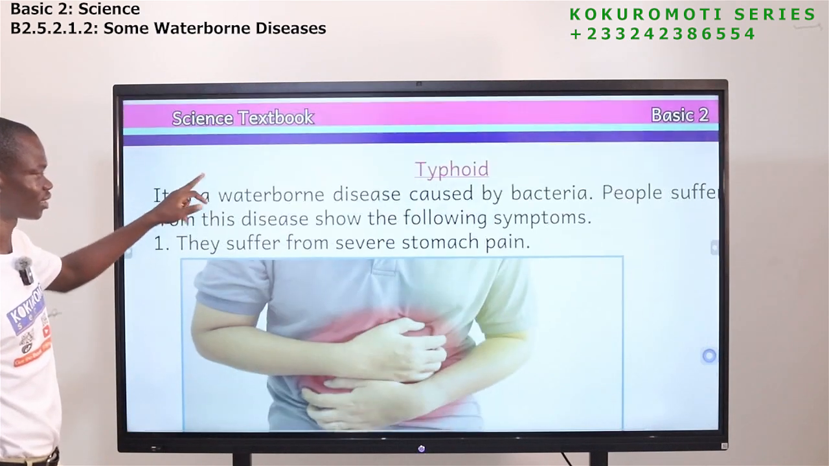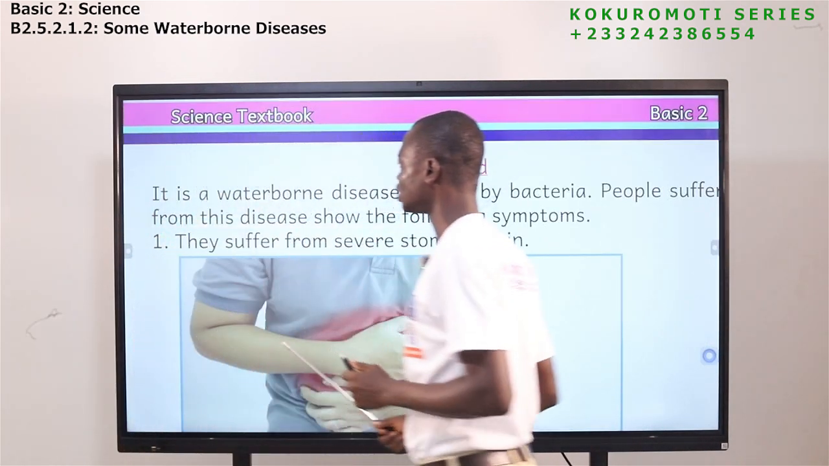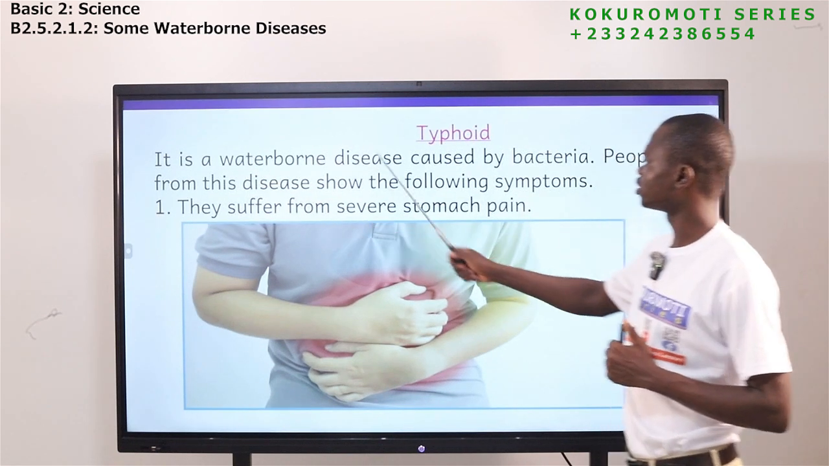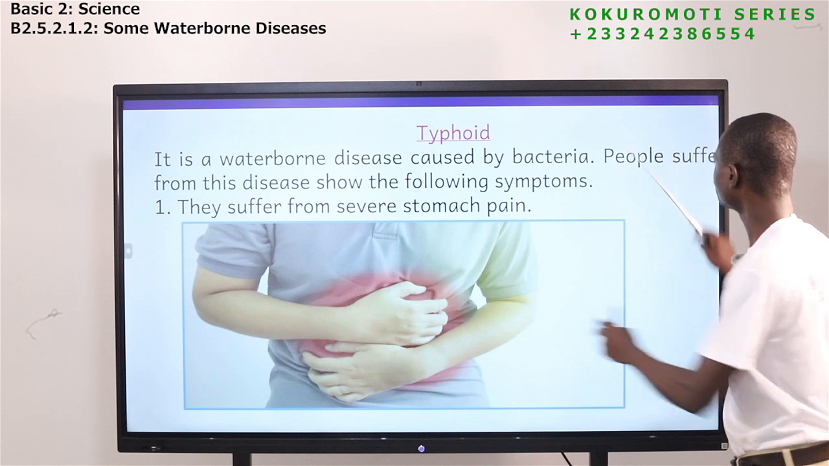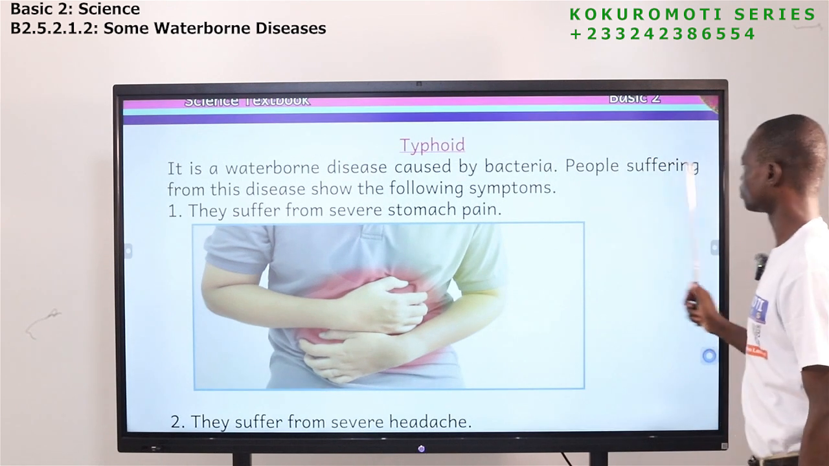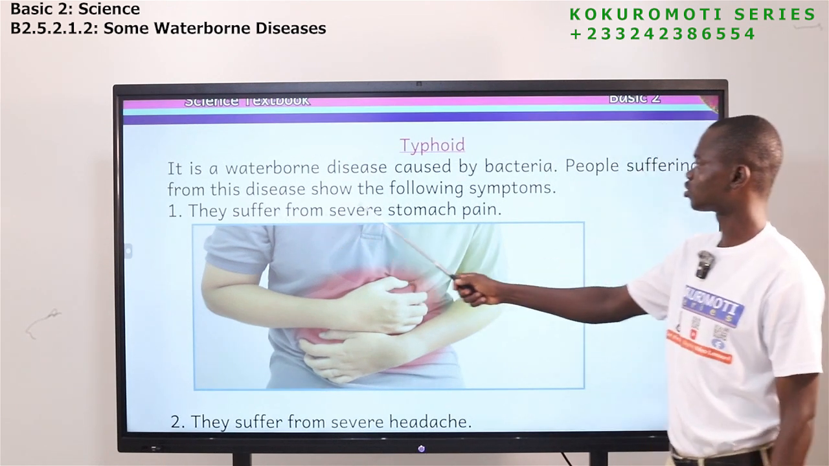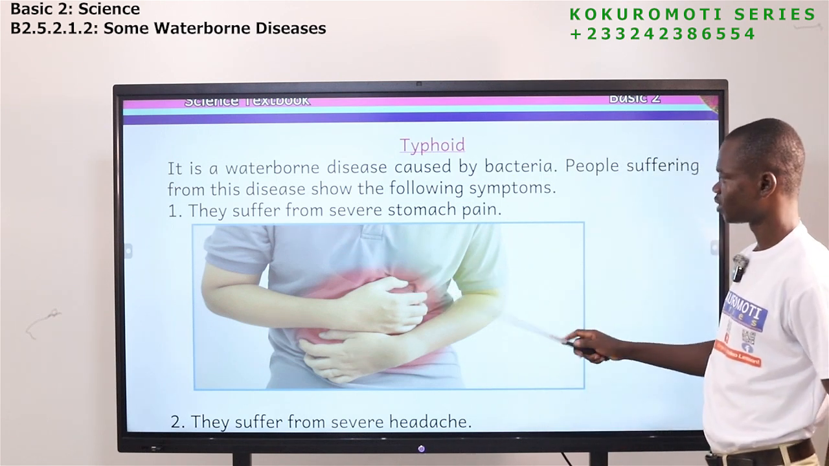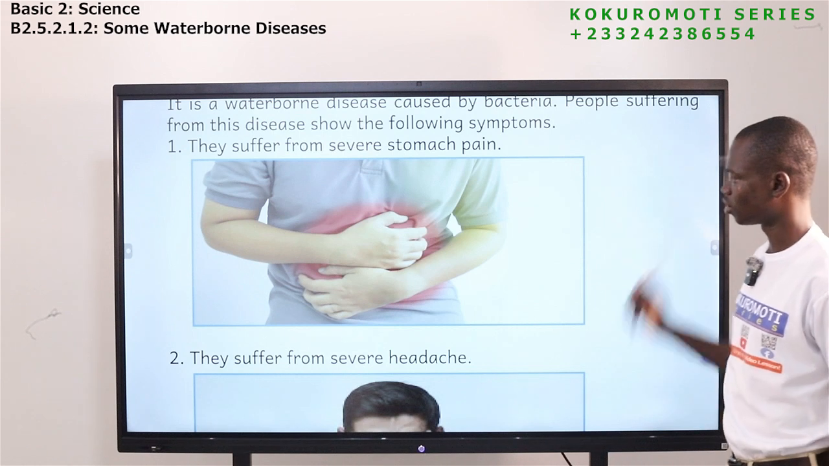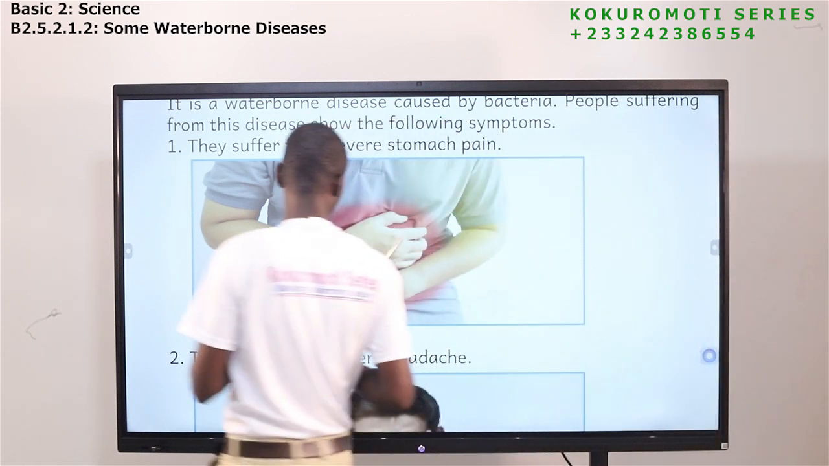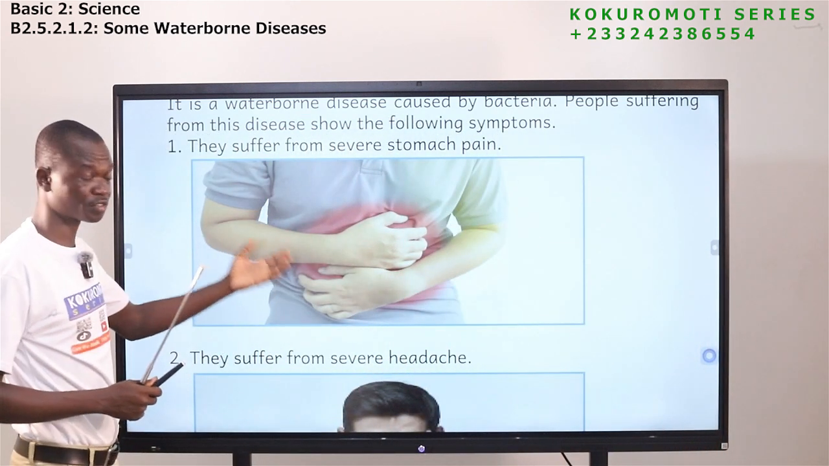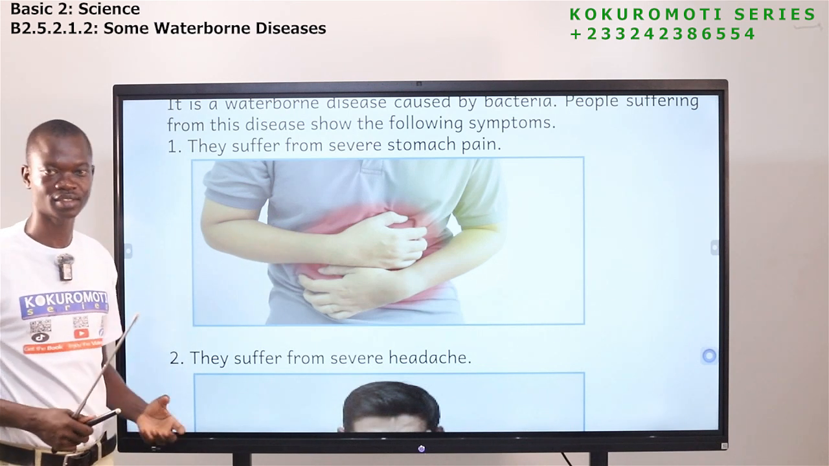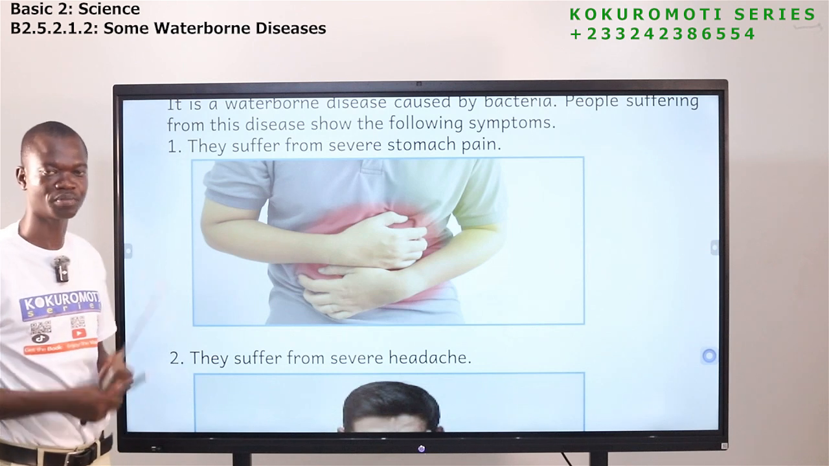Now the next one is typhoid. Typhoid, I have told you that it is what? Also a waterborne disease. So it is a waterborne disease caused by bacteria. People suffering from this disease show the following symptoms. 1, they suffer from severe stomach pain. So if you are suffering from typhoid, you experience this thing. You have stomach what? Pains. Your stomach will be paining you.